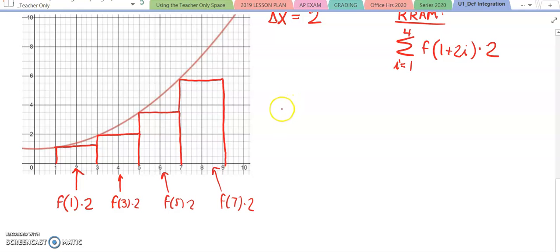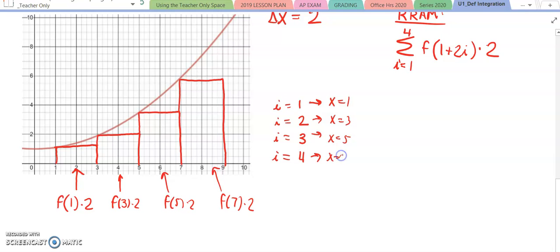So kind of like what we did before here, I'm going to look at the i values. i, again, is the number of the rectangle, right? So the first rectangle, i is 1. The second rectangle, i is 2. Third rectangle, i is 3. Fourth rectangle, i is 4. And what does that translate to? Well, that translates to x equals 1, meaning we're plugging 1 into the function. We're plugging 3 into the function. We're plugging 5. We're plugging 7.